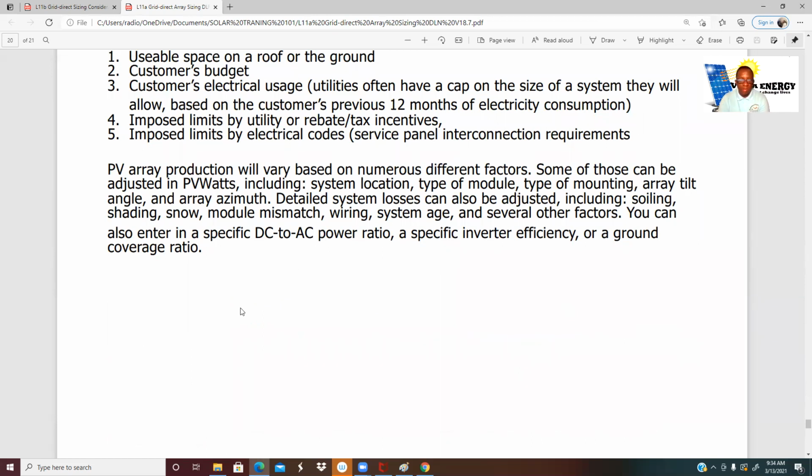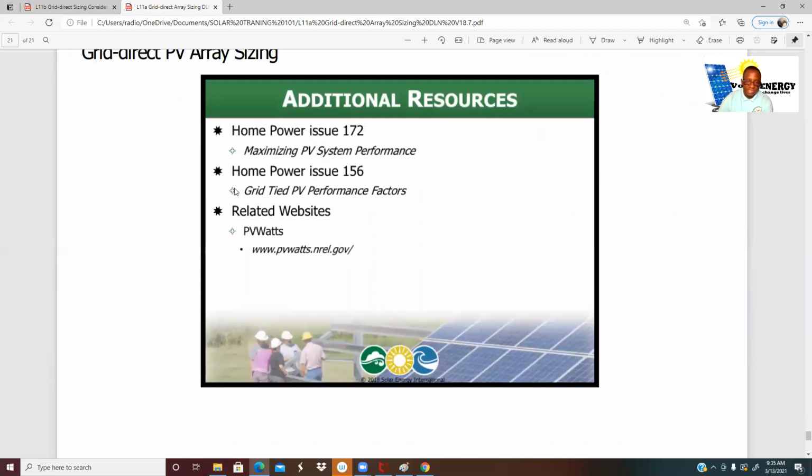PV array production will vary based on numerous different factors. Some of those can be adjusted in PV Watts, including system location, type of module, type of mounting, array tilt angle, and array azimuth. Detailed system losses can also be adjusted, including soiling, shading, snow, module mismatch, wiring, system age, and several other factors. We can also enter the specific DC to AC power ratio. So all of these have to do with system sizing.